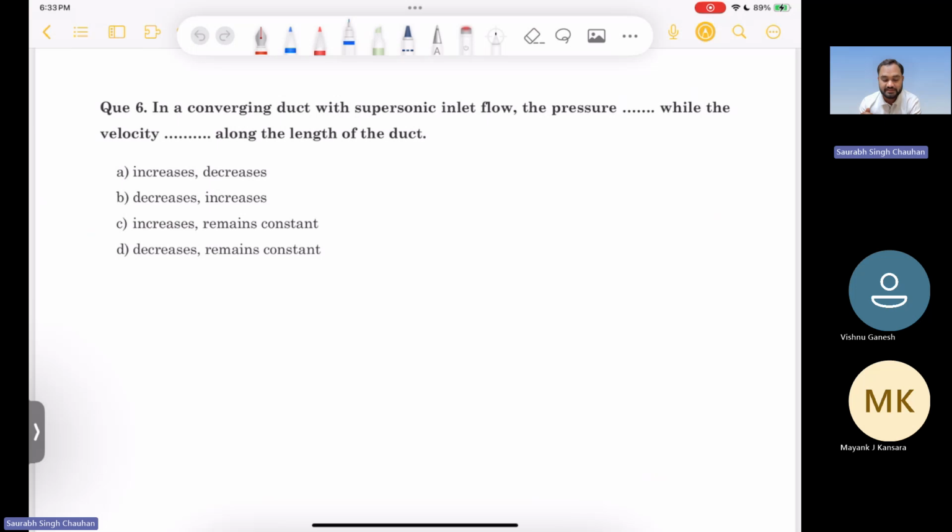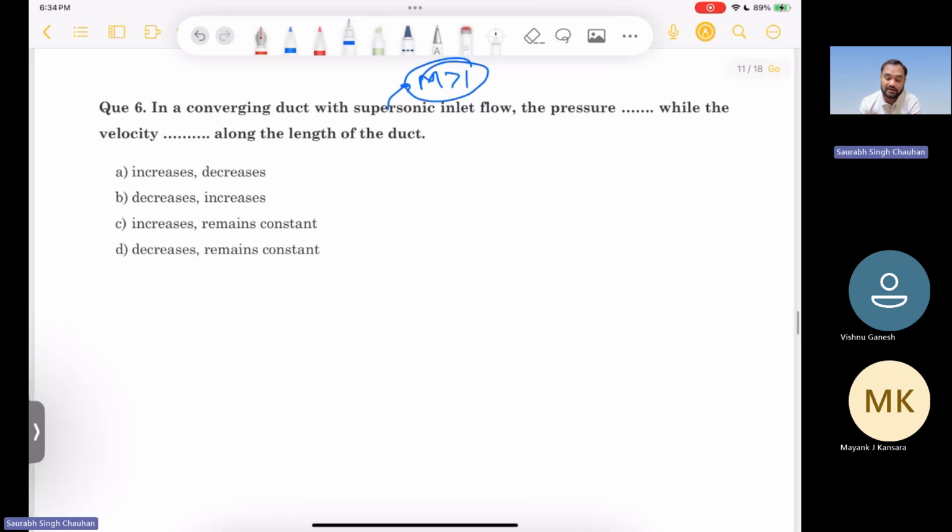Question number 6. It says that in a converging duct with supersonic inlet flow, now Mach number is greater than 1, the pressure, and we have to fill in these blanks, while the velocity, again some blanks, along the length of the duct. So it is asking what will happen to pressure and velocity along the duct when we have supersonic inlet flow.